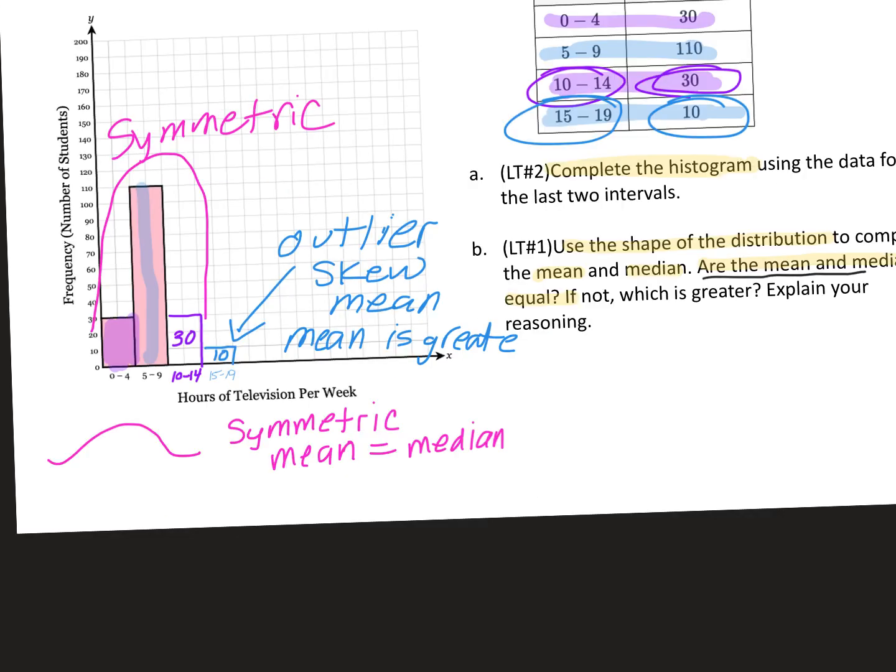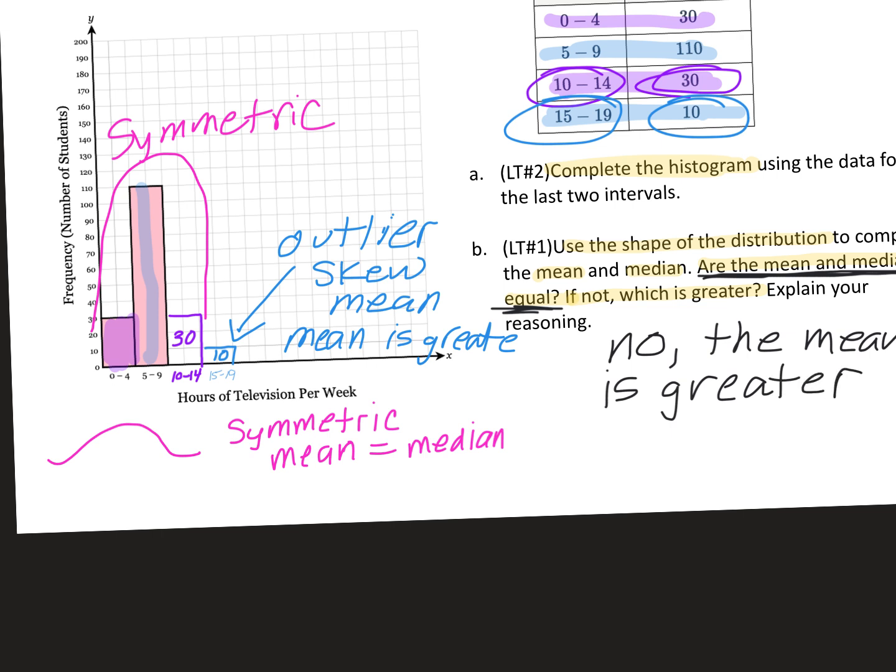So the answer to our question, are the mean and the median equal? We're going to say no. If not, which is greater? The mean is greater. And why? Explain your reasoning. Because the data is skewed.